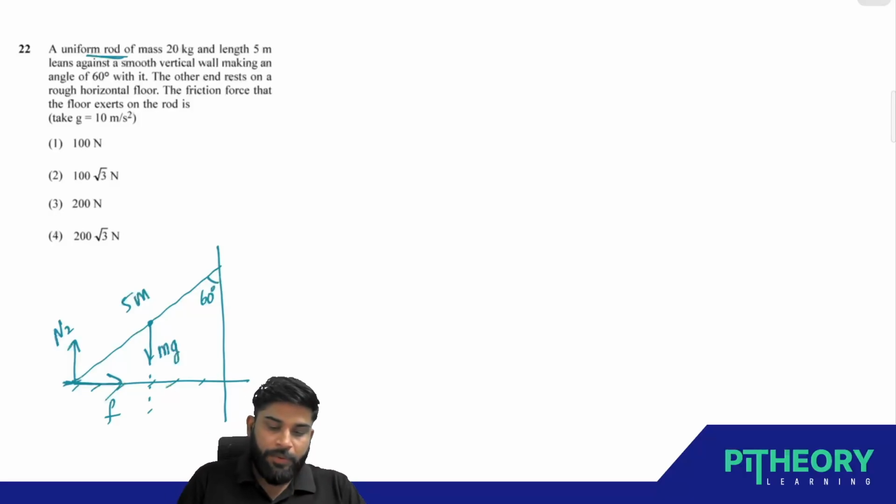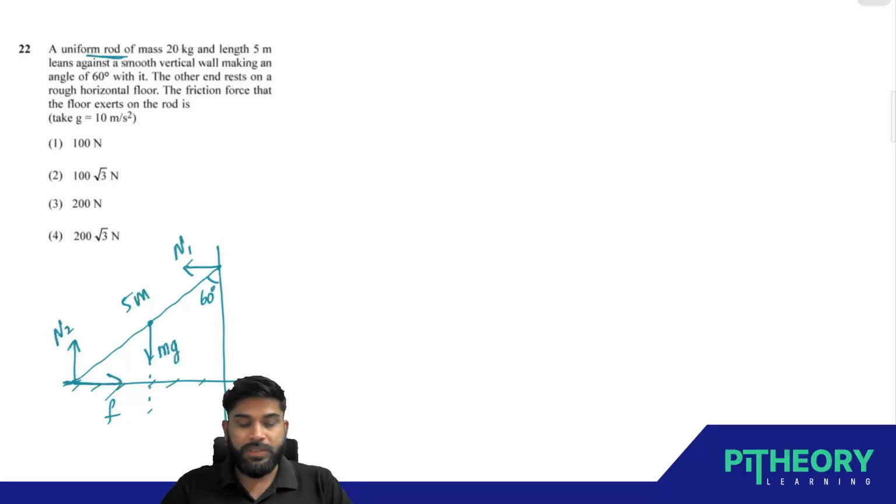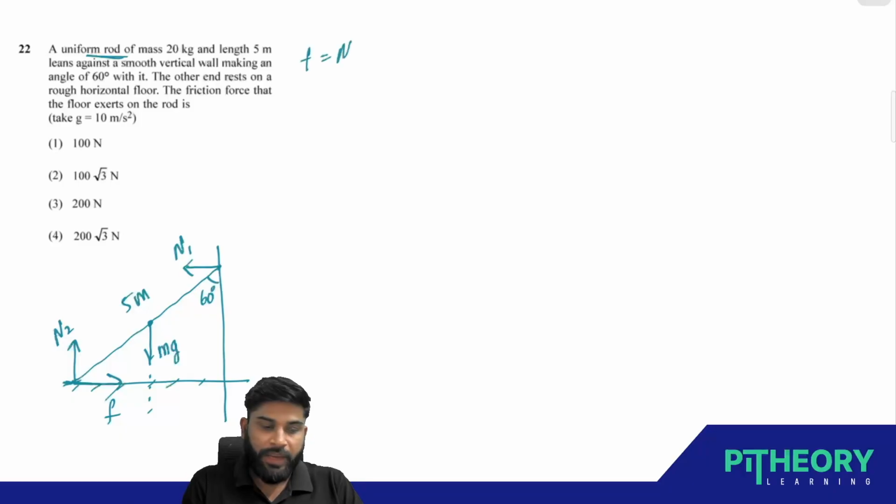Correct. At the topmost point, since friction is not there, there will be only a normal reaction by the wall on the rod. That I'm going to take as N1. These are the different forces that will be acting. So obviously, how do you balance the different forces? You can write F equal to N1, correct? F is equal to N1, you can actually write.